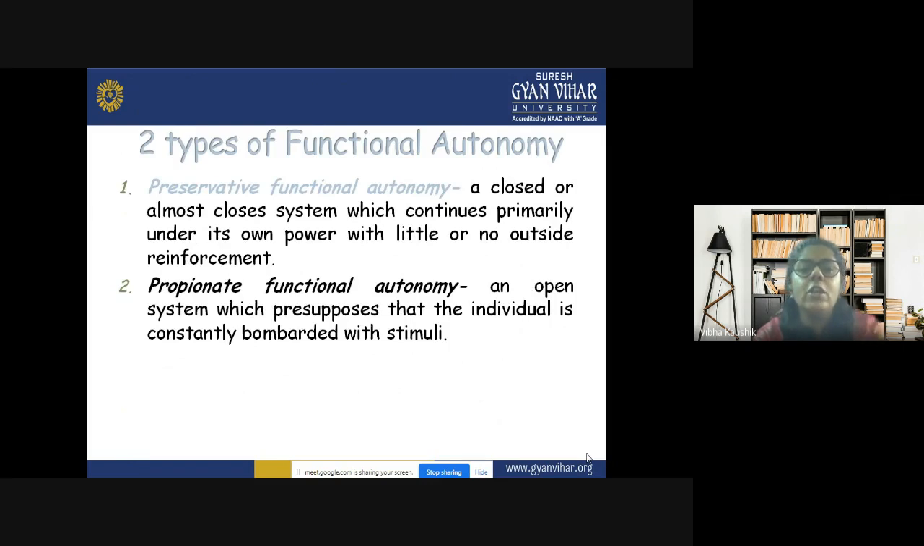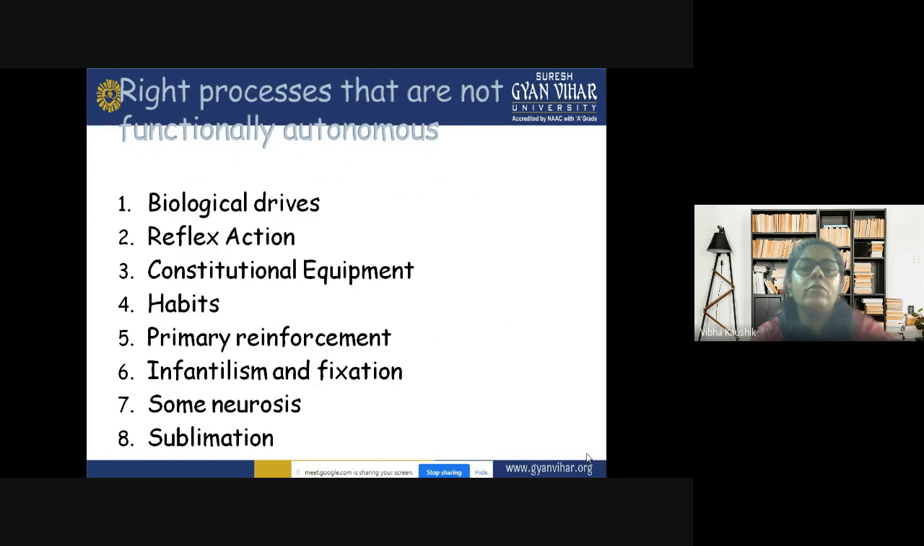Two types of functional autonomy. The first one is perseverative functional autonomy, a closed or almost closed system which continues primarily under its own power with little or no outside reinforcement, meaning where there is very little or no outside reinforcement. The second is propriate functional autonomy, an open system which presupposes that the individual is constantly bombarded with stimuli.